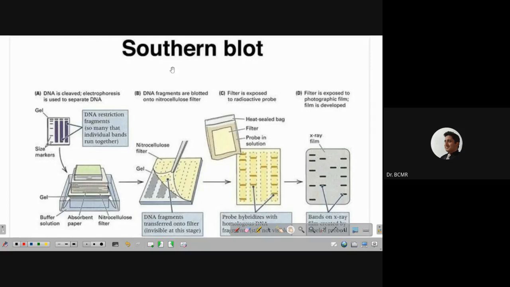I'll quickly recollect Southern blot. It was invented by Southern. It uses hybridization between the probe and the sample, and the objective is to find if a particular sequence is present or not in the given sample. It uses blotting, a nitrocellulose filter. It starts with restriction digestion of DNA or genome, electrophoresis, then blotting, then fixing, denaturation, and then we have hybridization of the probe, and then autoradiography.